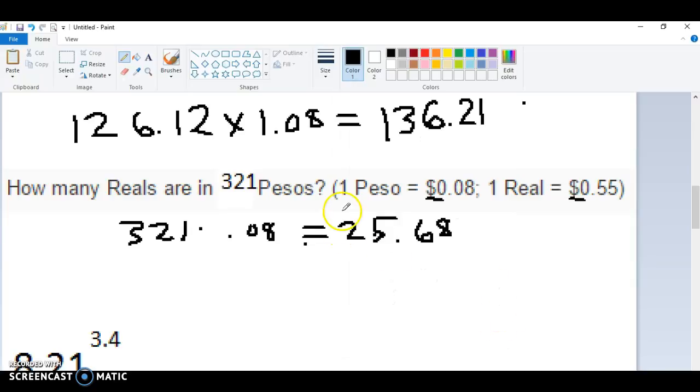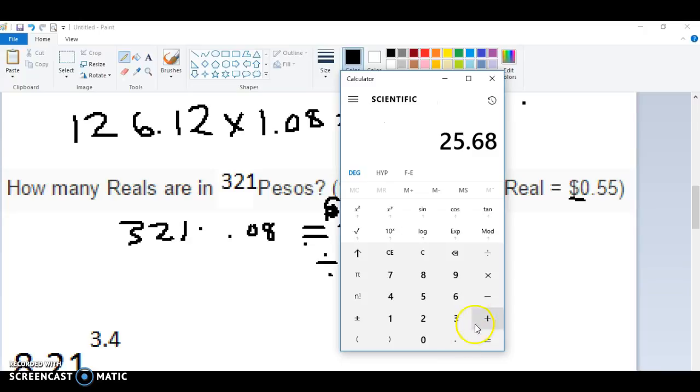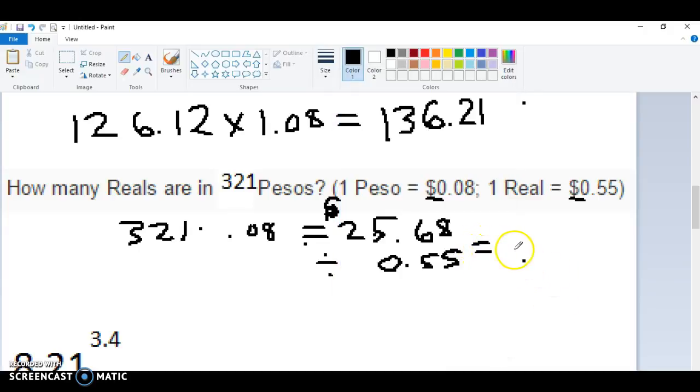Okay. Next, this is dollars now. We've converted our pesos to dollars. And then now we're going to find out how many 55 cents goes into this. So then we're going to find out how many reals we have. So we're going to divide this by 55 cents. Find out how many of these go into those. So we got 25.68, and we're going to divide it by 0.55 to get 46.69 reals. And then that would be our answer. So again, just basic multiplication and division.